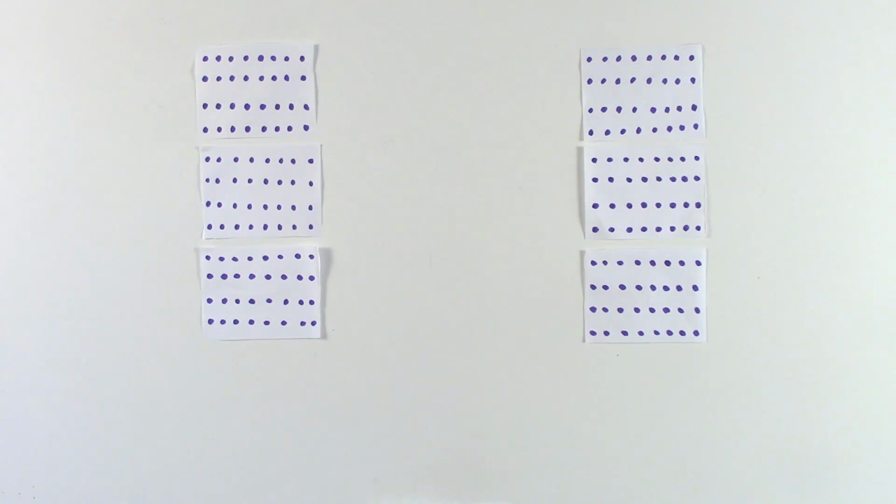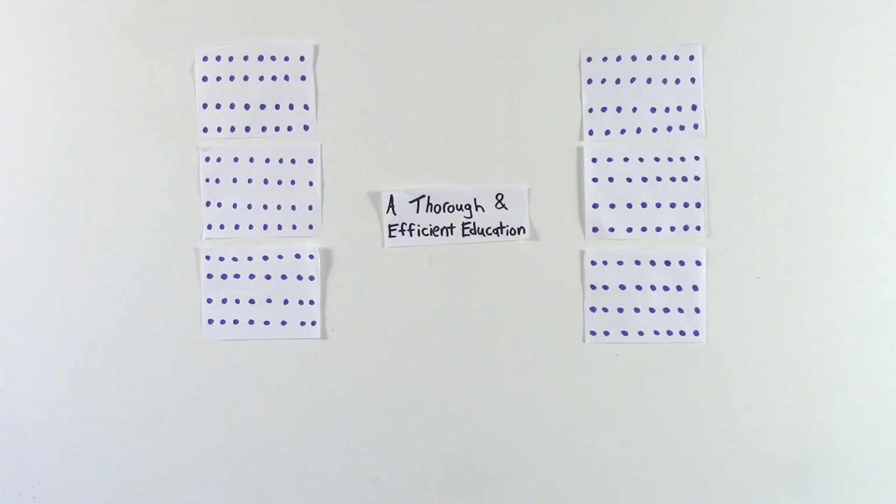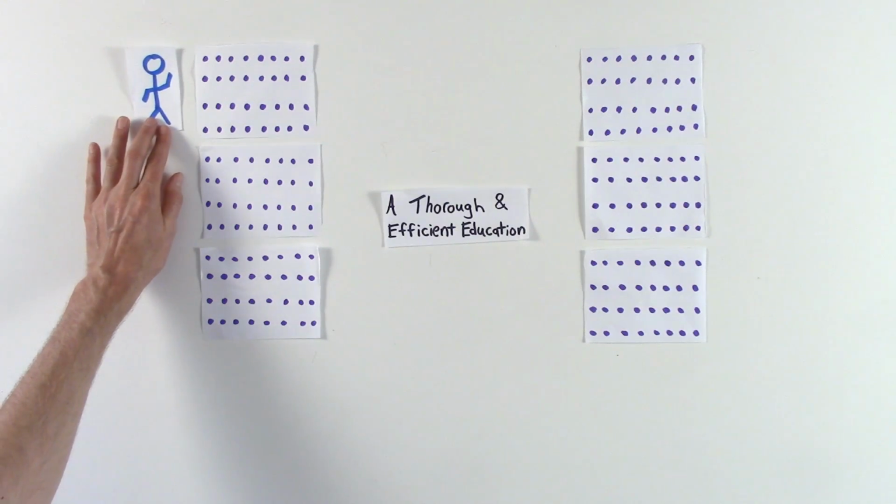Every student should have the right to a thorough and efficient education, and here is one way to achieve that. There are 60 topics that I cover when teaching economics. One of the topics is demand.